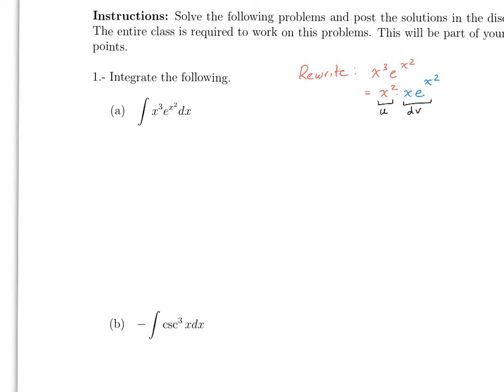So if we pick u to be x squared, then du will be 2x dx, and if dv is x e to the x squared dx, that means v will be 1/2 e to the x squared by using substitution on this one. Here u will be x squared, so the du is 2x dx. So if you integrate this, you'll end up with something like this.